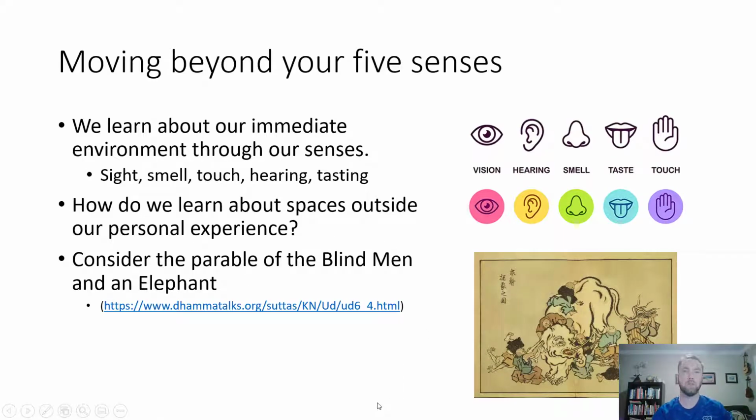So moving beyond the five senses, we learn about our immediate environment through our senses. Obviously, we have our sense of sight, smell, touch, hearing, and taste. Those are the ways that we sense the world around us, the way that we take in information and understand the world around us. But how do we learn about places that are outside of our personal experience? More importantly, in the spatial context, how do we learn about places that are remote or distant from us? So if you're sitting at your computer now in Southern California, how do you know anything about some place on the other side of the world?